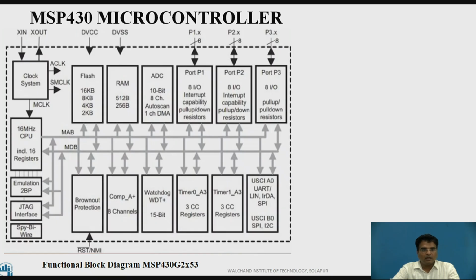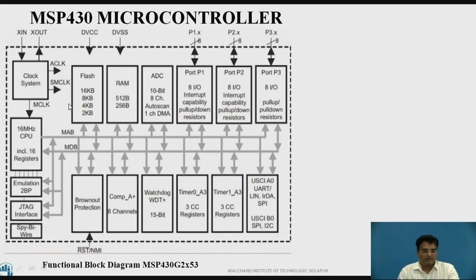This one is the MSP 430 microcontroller functional block diagram. Here, there are two pins, XIN and XOUT, to put an external crystal here, which would generate the system clock. It would also generate two more clocks called ACLK and SMCLK. ACLK and SMCLK are used by the peripherals available on the microcontroller, whereas MCLK is used to power the CPU.